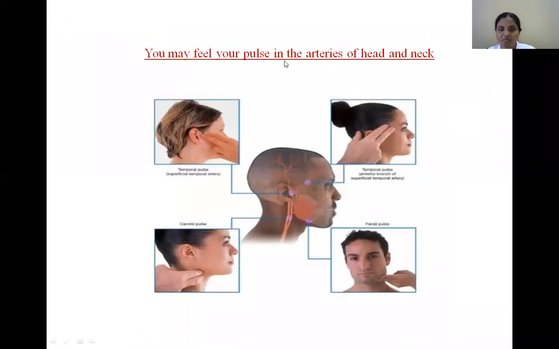So you may feel your pulse in the arteries of the head and neck. Just in front of the ear, the superficial temporal artery, right? Just before the angle of the mandible, at the anteroinferior angle of the masseter muscle, you can feel the pulsation of the facial artery. And just in front of the sternocleidomastoid, at the level of C3, the junction between C3 and C4, what is that? Carotid pulse.